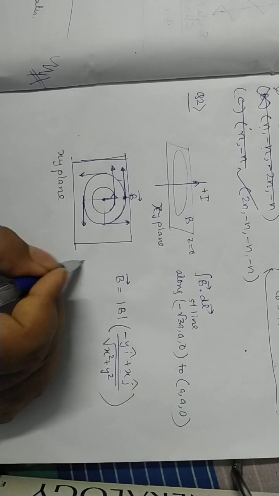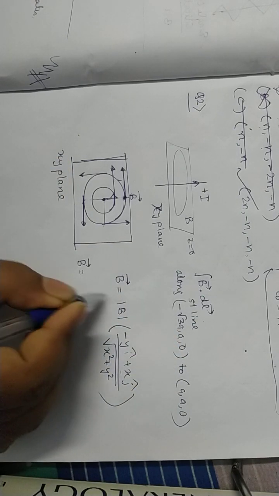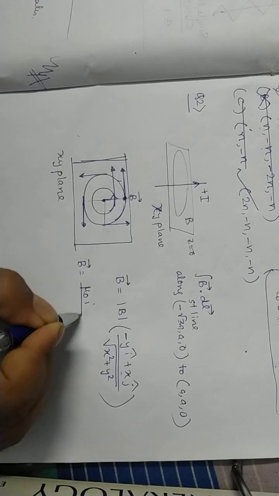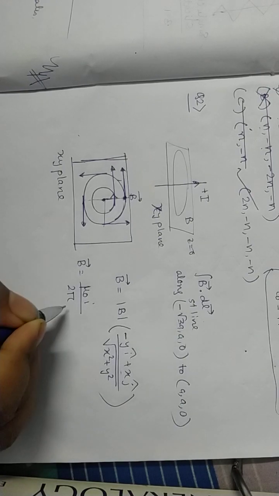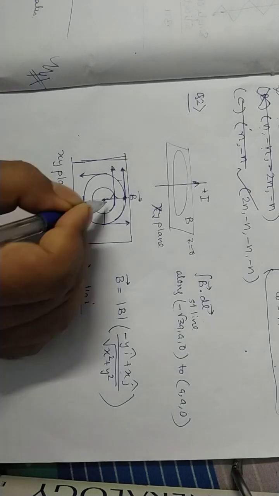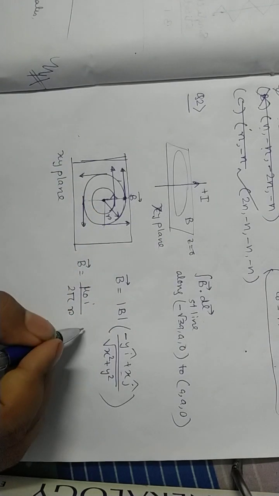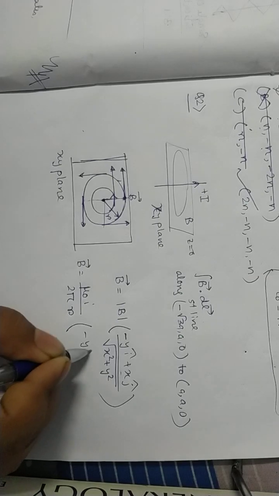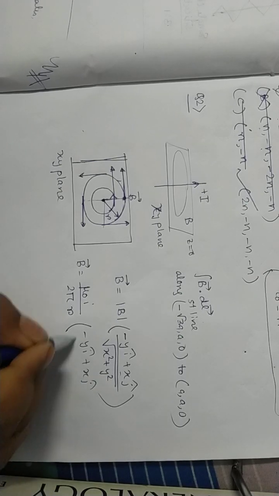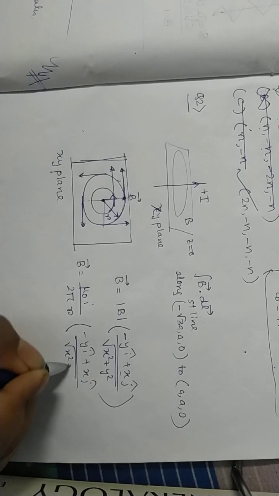We can explain. Now this magnitude of B is mu naught I by 2 pi r. R is the radial distance. So we have minus y i plus x j over x square plus y square.